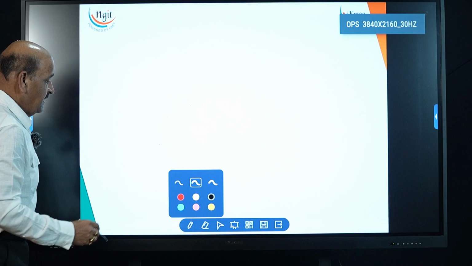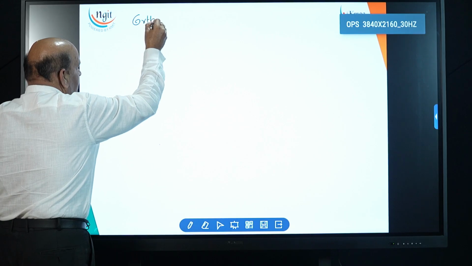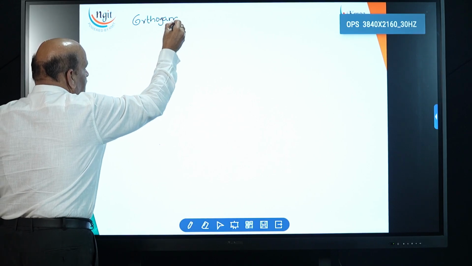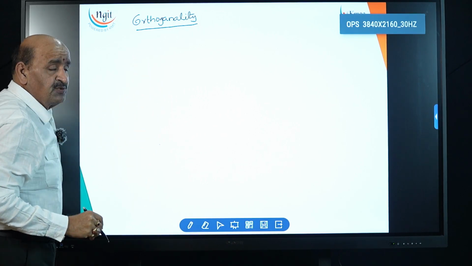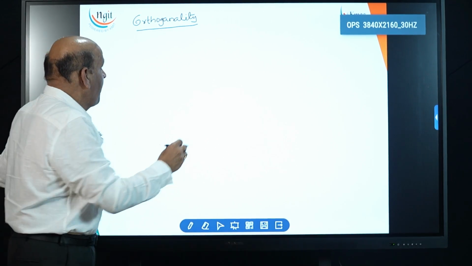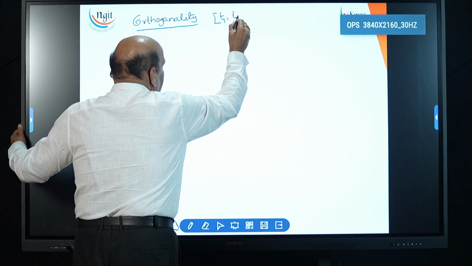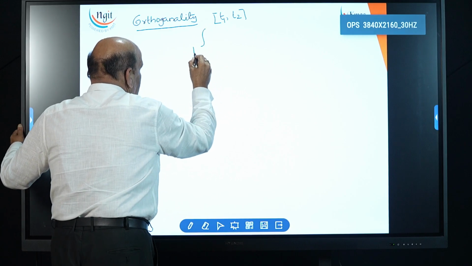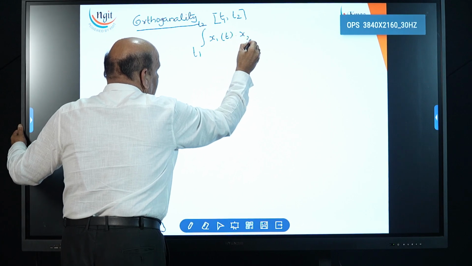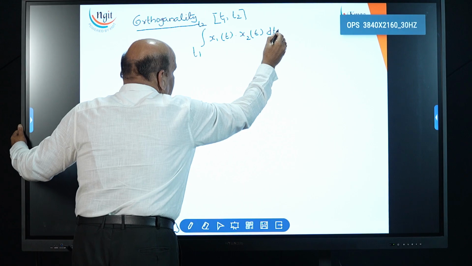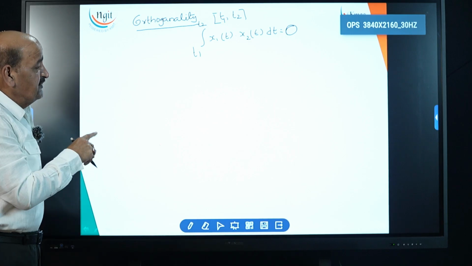Again, just in the previous class, we discussed the orthogonality principle. Two independent signals are said to be orthogonal if, given over a time period t1, t2, the integral between t1 and t2 of x1 of t multiplied by x2 of t dt is equal to 0, then these two signals are called orthogonal. That is the essence of the previous session.